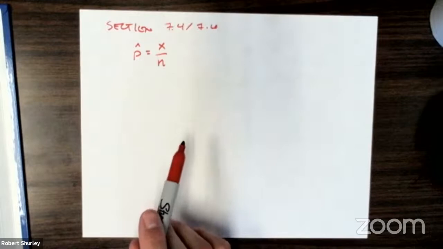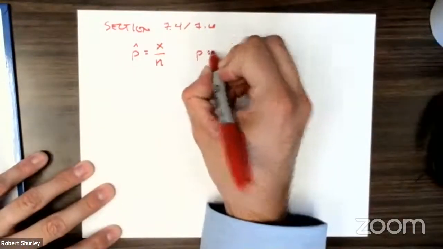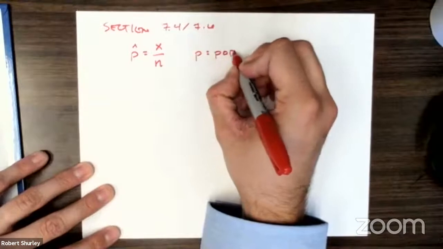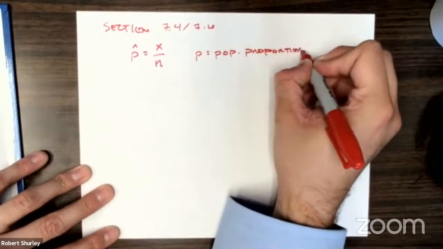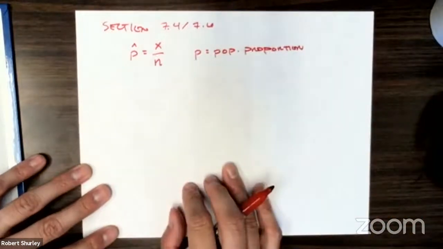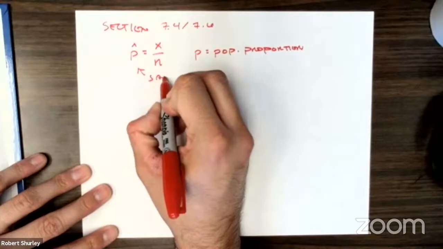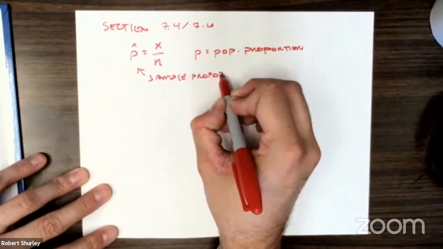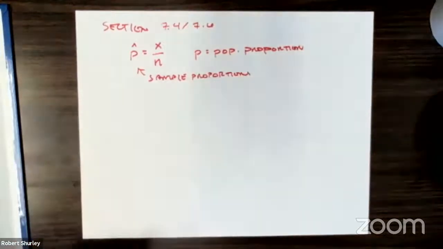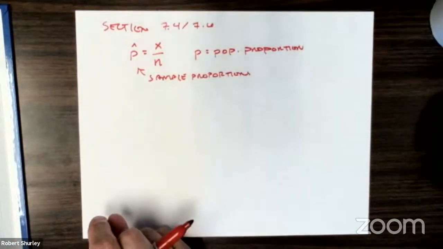So notation: the population proportion is denoted by p. So p is the population proportion. And then the sample proportion is p hat. So this right here is the sample proportion. Your book then goes over an example of a sample proportion.